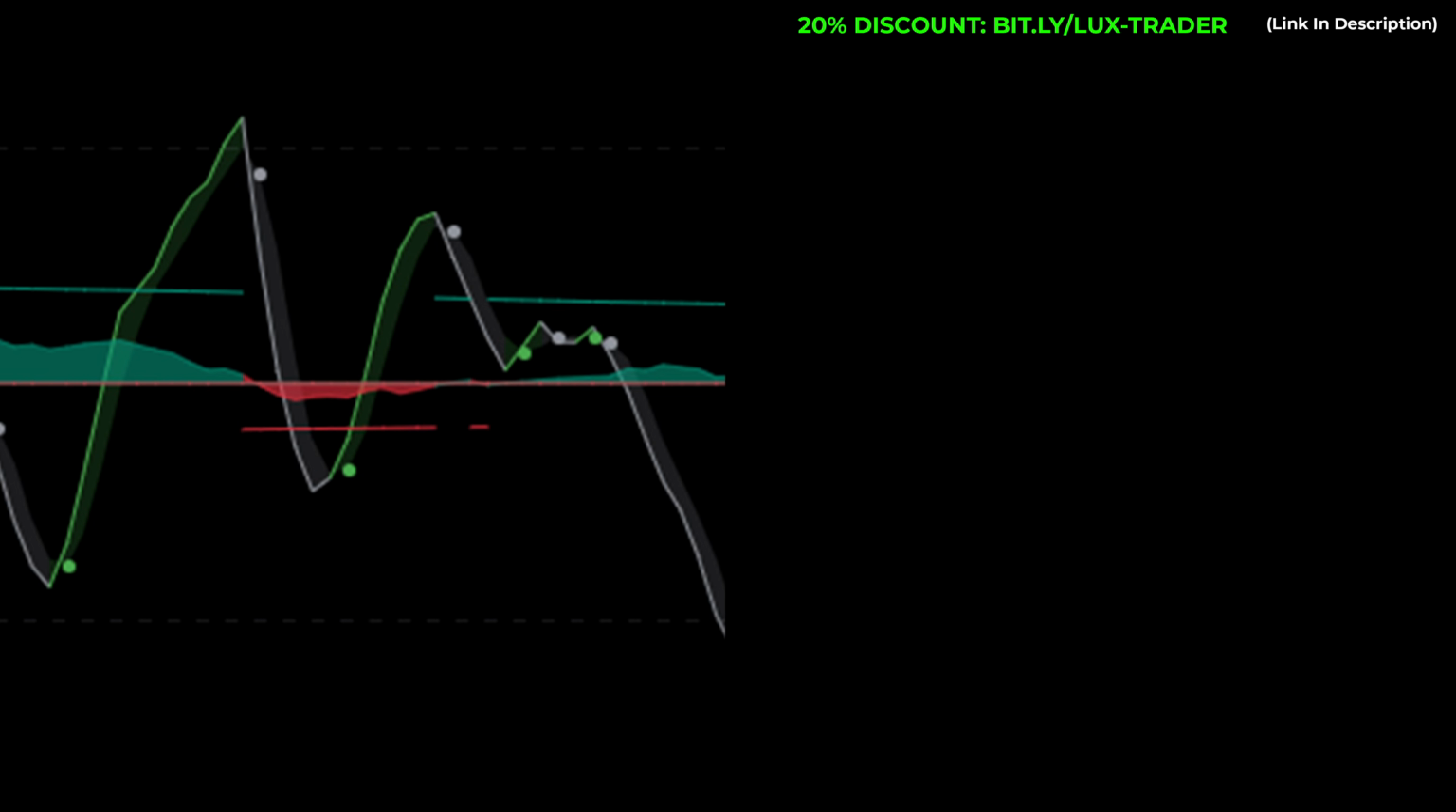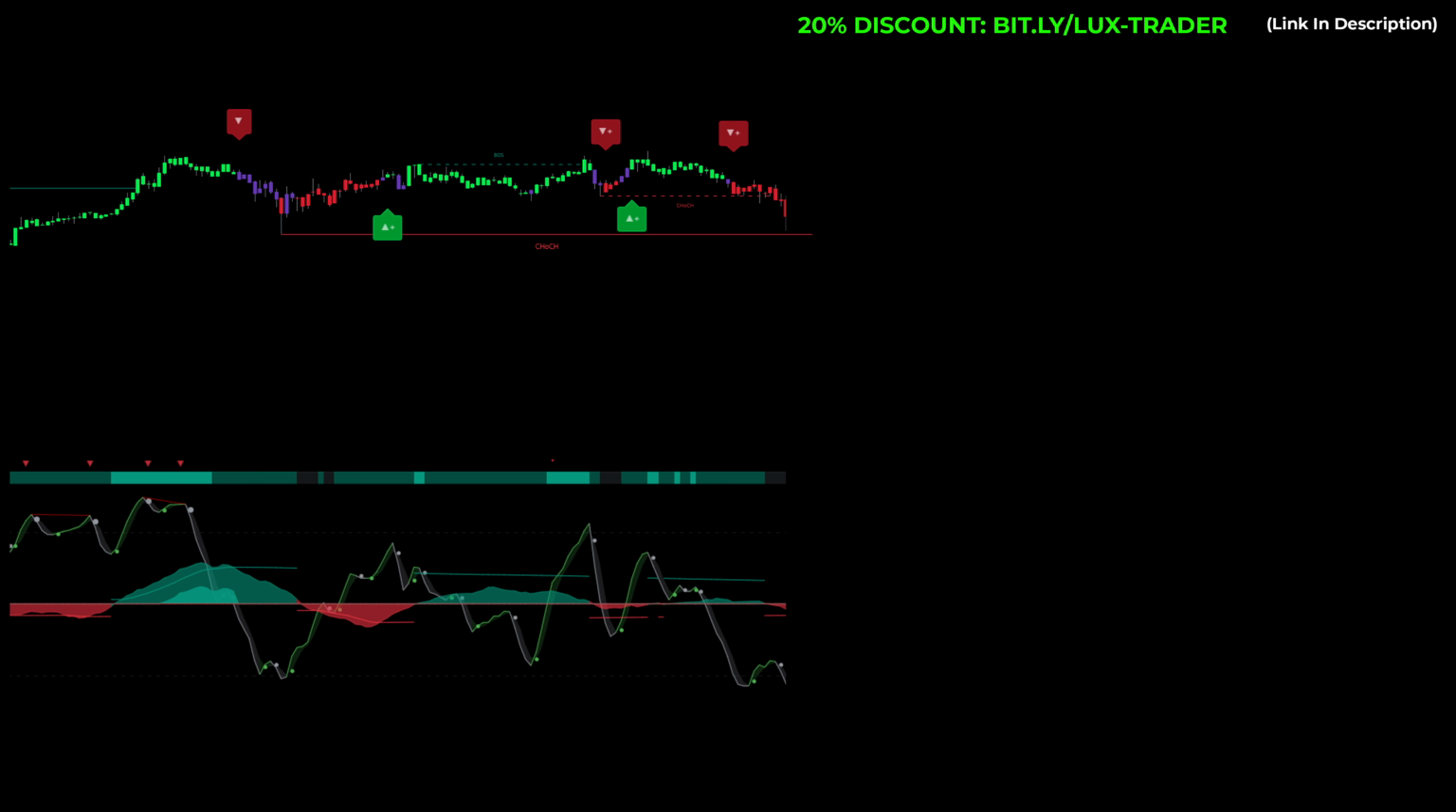Looking at the oscillator matrix, we can see the money flow is green colored and very flat. This tells you that there's actually no money flowing into the market. So what you want to do is wait for more confluence before entering a sell trade.